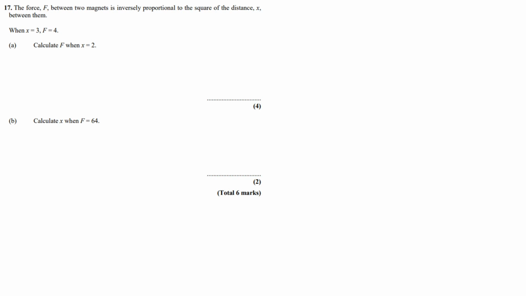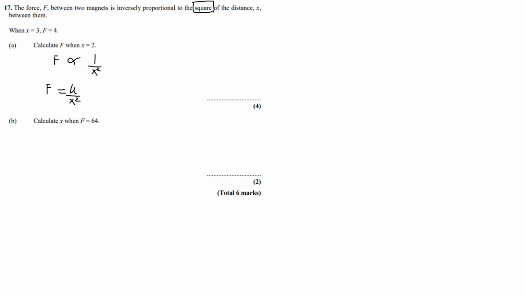What about this one? The force between two magnets is inversely proportional to the distance x between them. When x is 3, F equals 4. So how are we going to work out what F is when x equals 2? Well, first we need a general formula. We can see that F is directly proportional to 1 over the square of the distance x. And so therefore F is equal to K times 1 over x squared.